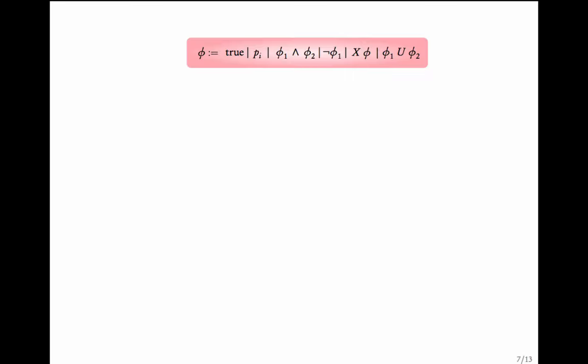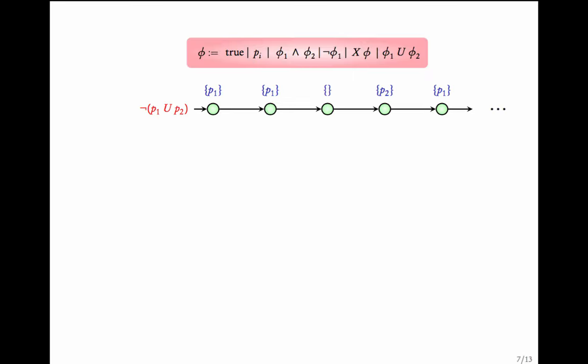Let's see some more examples. So this says not of P1 until P2. It is in fact true because look at where P2 is true. P2 is true here, but till then P1 is not fully true. P1 is true here, P1 is true here, but here P1 is not true. So P1 until P2 is not true here. In particular, this execution satisfies not of P1 until P2.